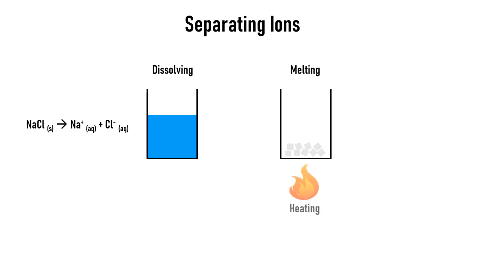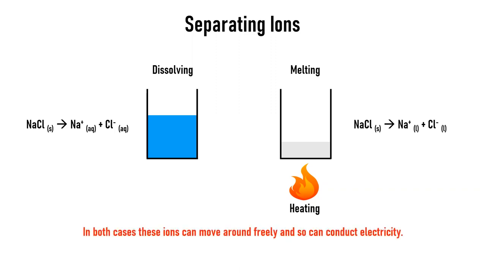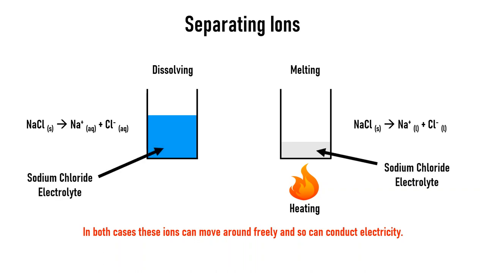And another way is by heating the salt itself. So if we heat up sodium chloride really hot, it won't dissolve, it'll melt. And so we have liquid sodium chloride. And we can write that like this. We now have liquid sodium plus and liquid chloride minus. And in both these cases, in solutions and in melts, the ions are free to move around. Because they have charge, if you remember from physics, that means they can conduct electricity, because you have a charged particle moving. And we call these solutions electrolytes, because they can carry or conduct electricity.